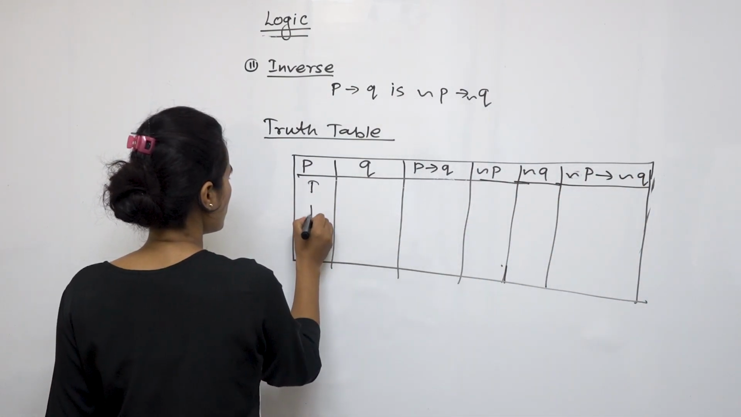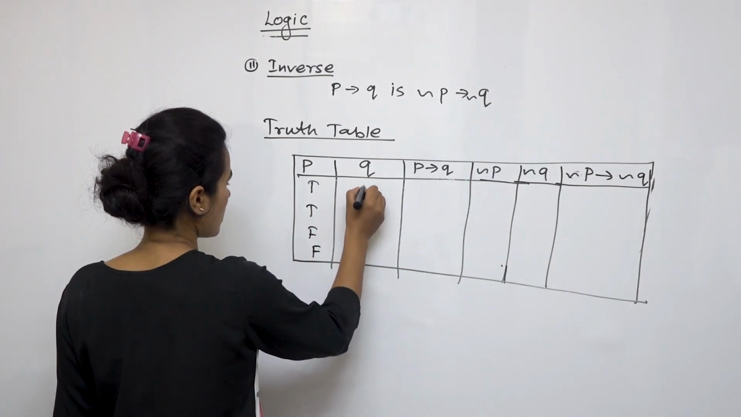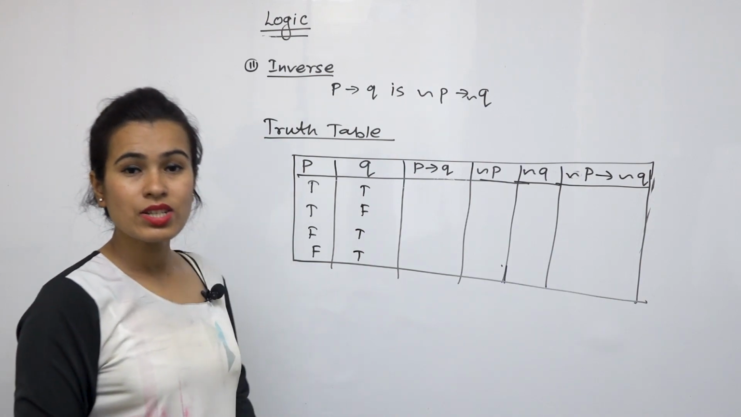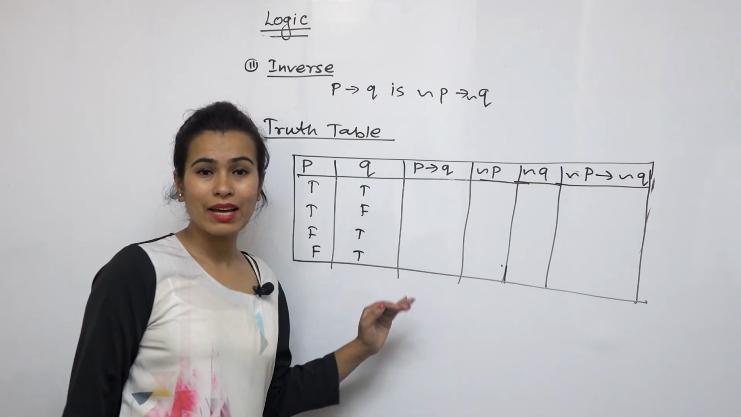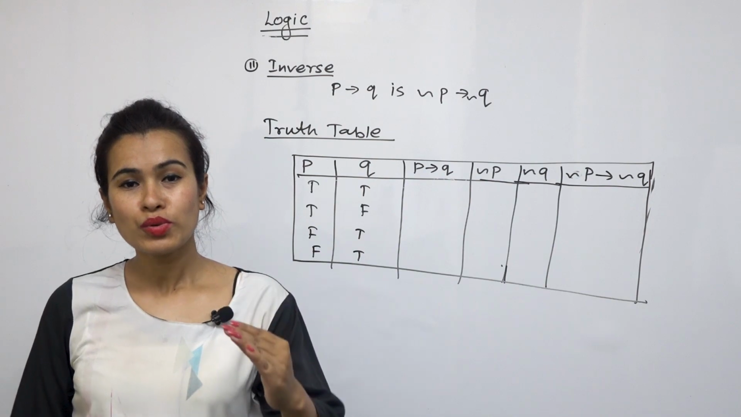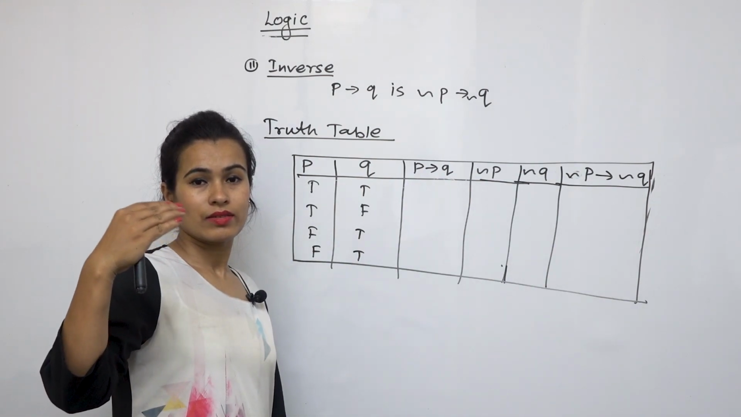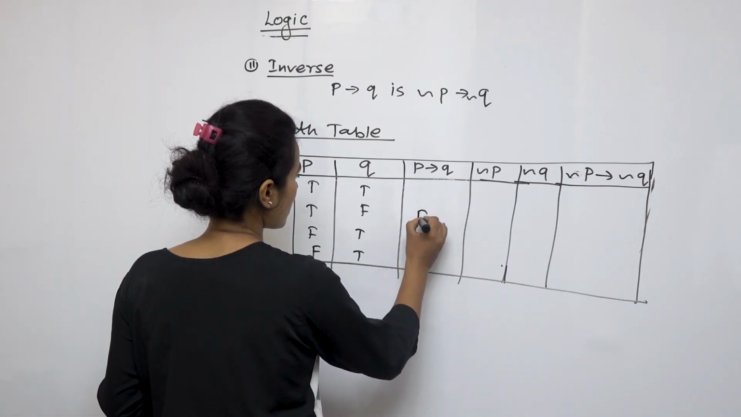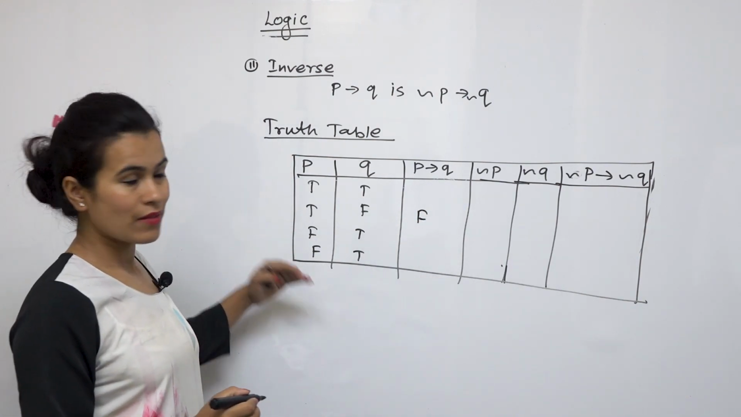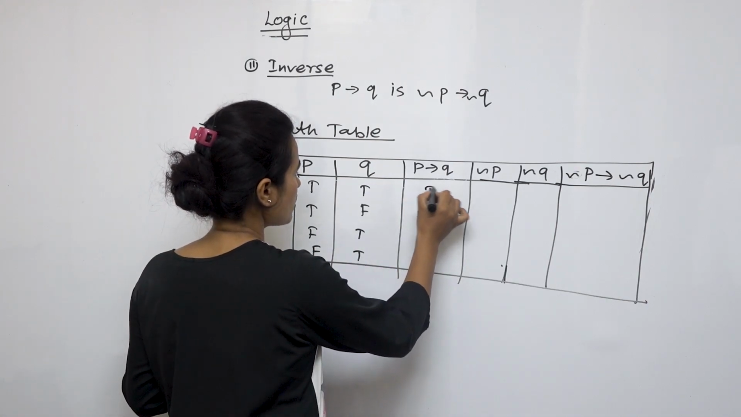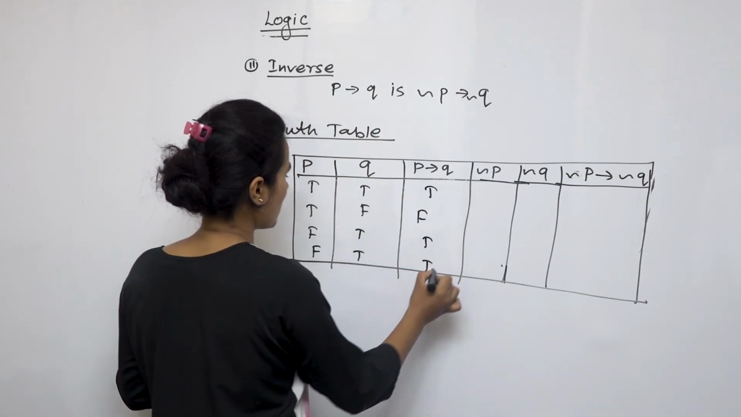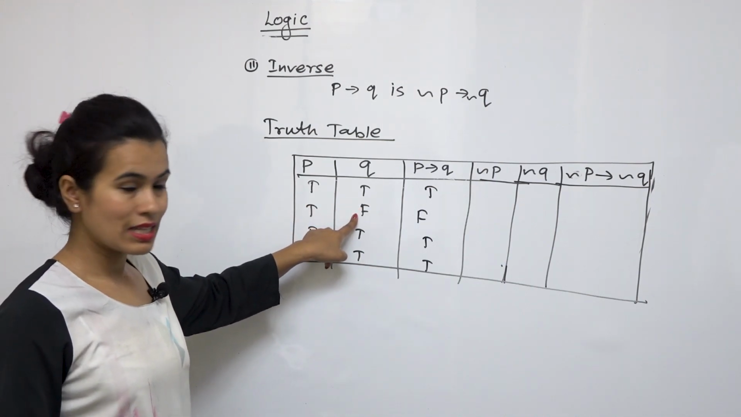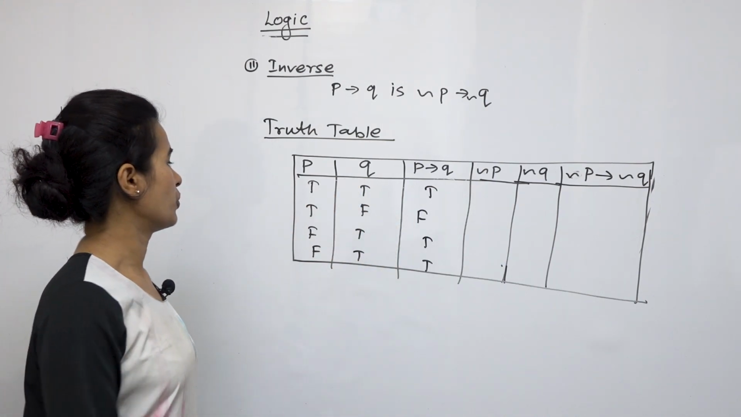P is true, true, false, false, and Q is true, false, true, false. As we have already done from the beginning, when the hypothesis is true and the result is false, then we have to write down false. Otherwise, in each and every case P then Q will be true. True, false, true, true. Here our hypothesis is true, but the conclusion is false. That's why it is false, remaining all true.